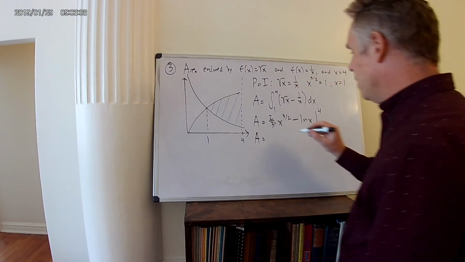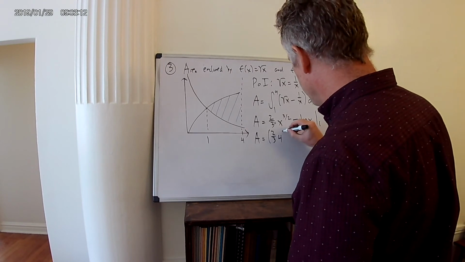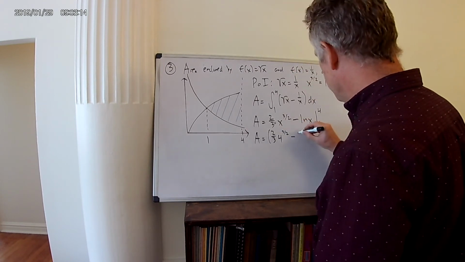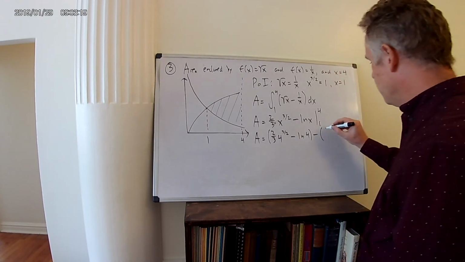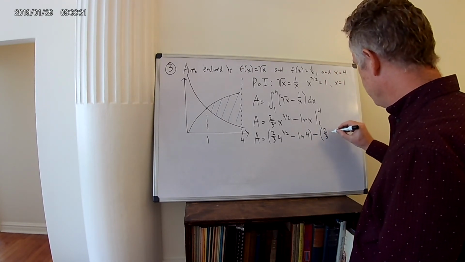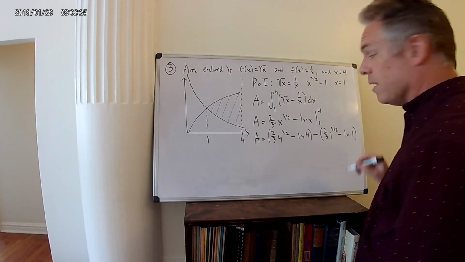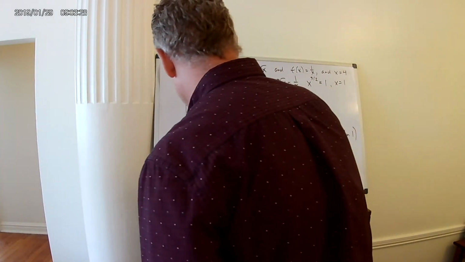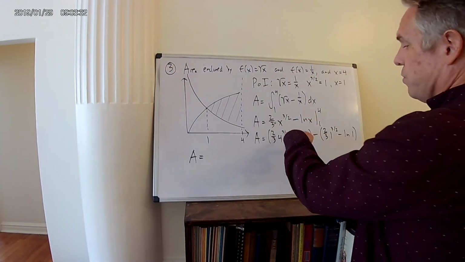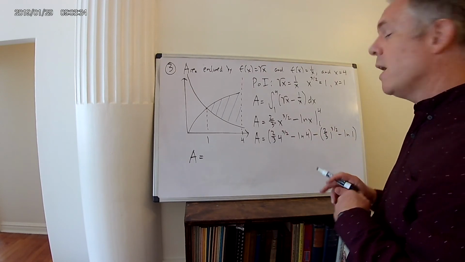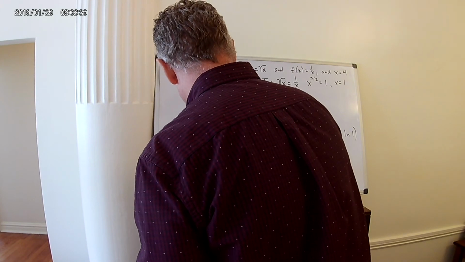Now we need to plug in these limits. So we get 2/3 times 4 to the 3 halves minus the natural log of 4. And then we plug in the lower limit. We get 2/3 times 1 to the 3 halves minus the natural log of 1. Okay, let's simplify this. The area is 4 to the 3 halves. How do we do this? Well, we take the square root of 4 and get 2, and then we cube that, we get 8. So this is like 2/3 times 8.